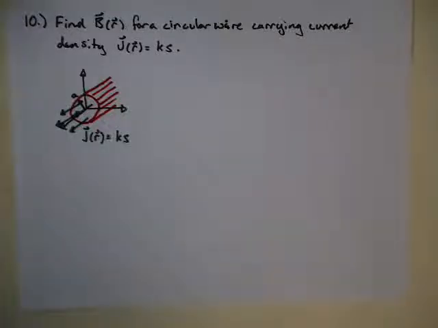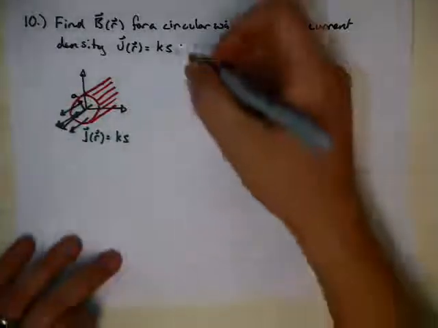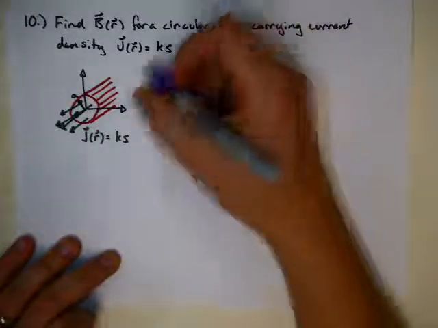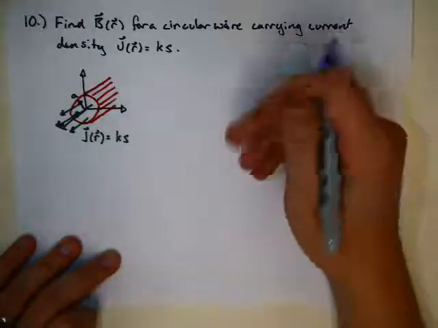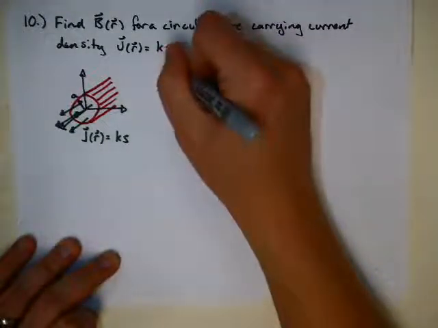Homework 2, problem 8. Find the magnetic field everywhere for a circular wire carrying a current density that is proportional to the distance from the center of the wire. So it is equal to Ks, where s is the distance from the center of the wire. Since this is such a symmetric system, we're going to use Ampere's law, the integral form of Ampere's law.